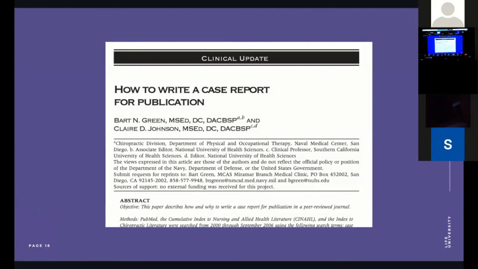And for future work, you guys, if you want to take a look at everything that we just talked about, I highly recommend you look at this paper itself. It's called How to Write a Case Report for Publication by Bart Green and Claire Johnson. This is where I got most of the information for this presentation today. And every single time I write a case report, doesn't matter what type I'm doing, I always refer back to this paper because it's so good at outlining what we need to do. It's also from the chiropractic perspective, if you will, as both of them are DCs. And if you do have the link to my presentation, if you just click right on this picture, it will automatically send you to the PDF link online. So definitely check that out.